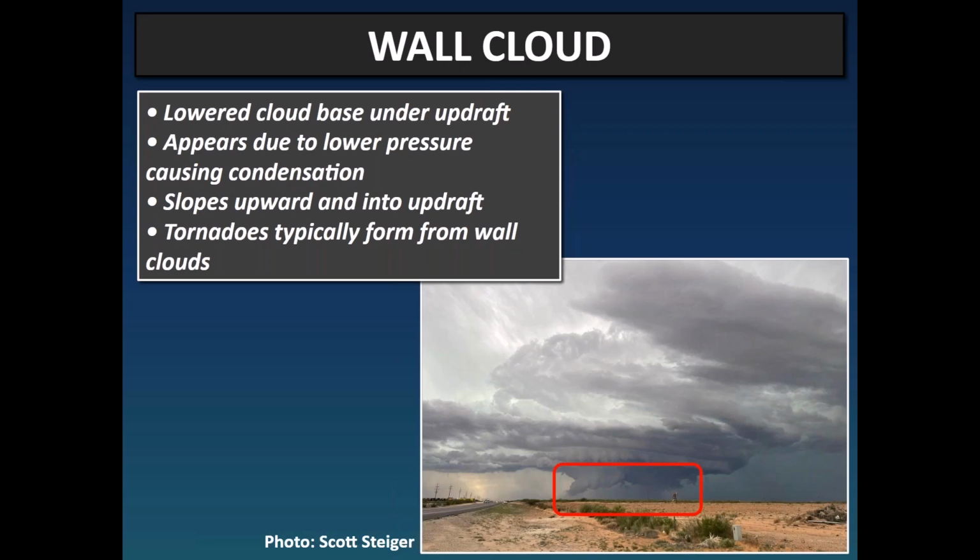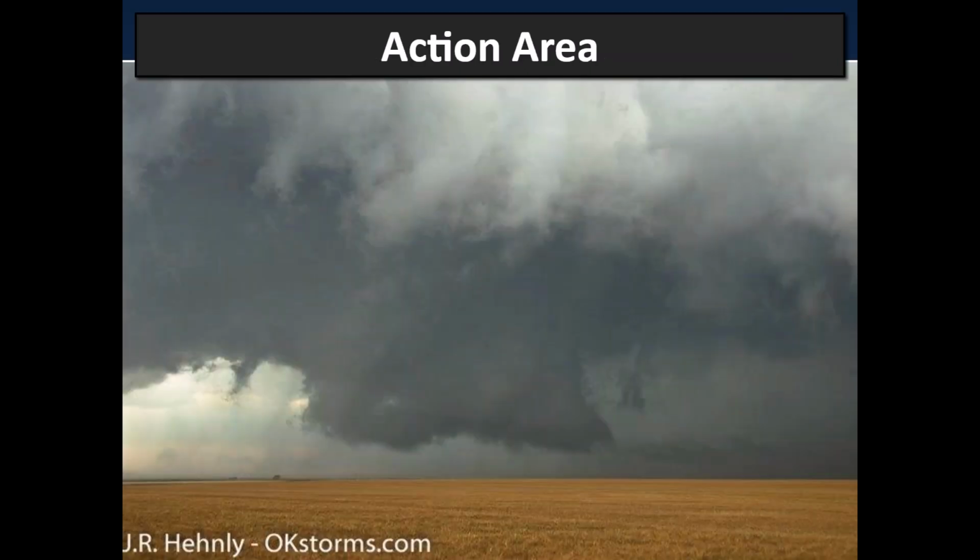So that's basically the first step in a supercell thunderstorm before a tornado would ever develop, is you want to see a wall cloud develop. What I will say is wall clouds are very common in severe thunderstorms, and most wall clouds do not produce tornadoes. So wall clouds is just the first step. It's the first thing you want to look for.